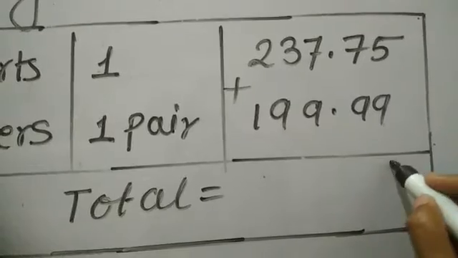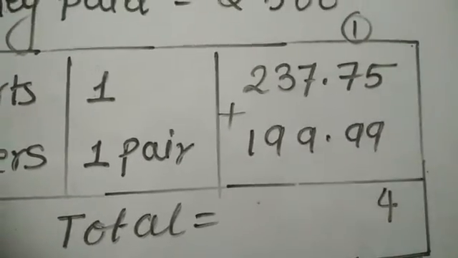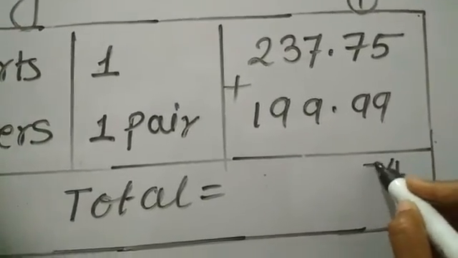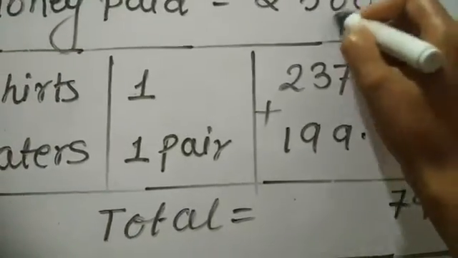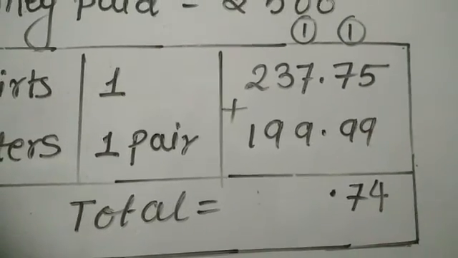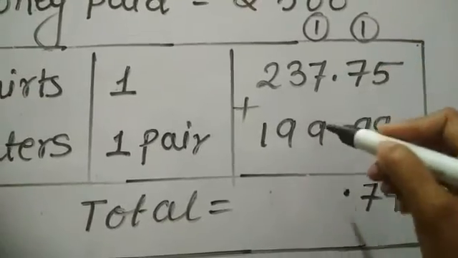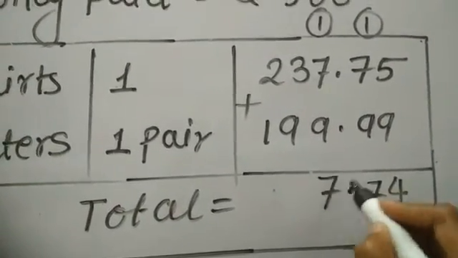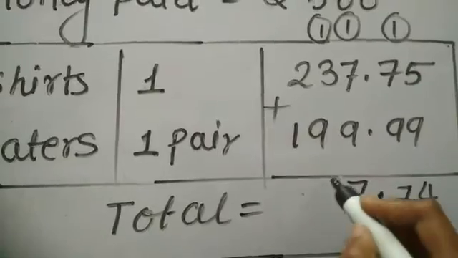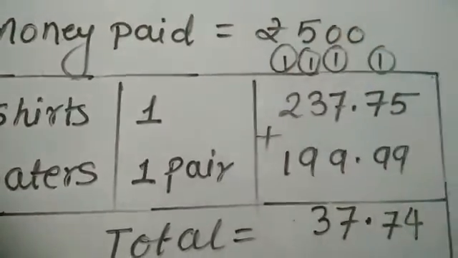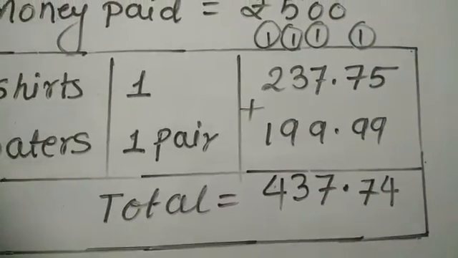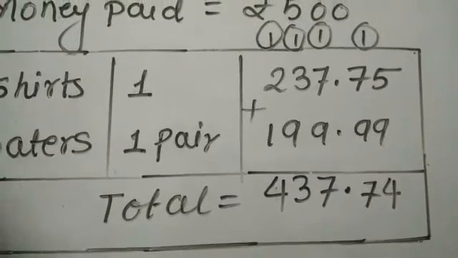5 plus 9, 14. From 14 I am writing here 4 and carry over 1 to the next place. 9 plus 7, 16. 16 plus 1, 17. From 17 I am writing here 7 and carry over 1 to the next place. Now below this decimal point, we need to put the decimal point here in the answer. Then 7 plus 1, 8. 8 plus 9, 17. I am writing here 7 and carry over 1 to the next place. 9 plus 3, 12. 12 plus 1, 13. I am writing here 3 and carry over 1 to the next place. 2 plus 1, 3. 3 plus 1, 4. So here you can see the total of the bill comes 437 rupees 74 paise.